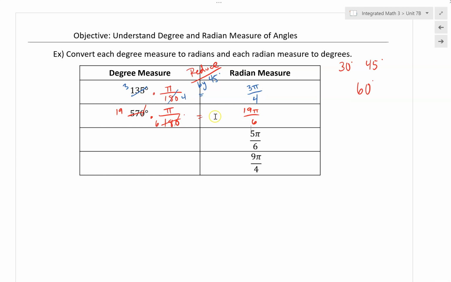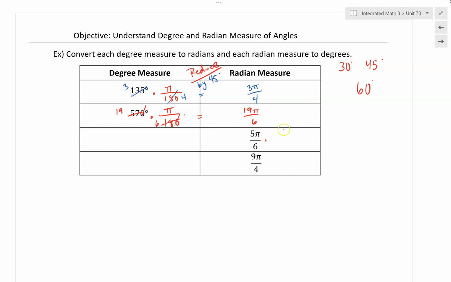All right, so that's going from degrees to radians. And notice how I didn't plug in a calculator. Do not use a calculator and just plug this in and get a decimal value. That's not the point. You're supposed to reduce using your brain. I guess you could use a calculator to reduce if you needed to, but I mean, come on, you're better than this. Okay, so next, let's go from radians to degrees.